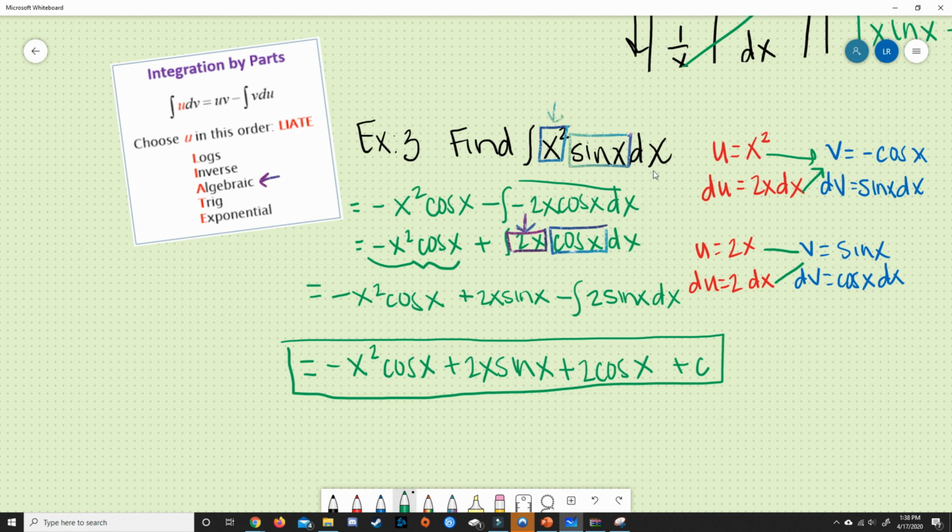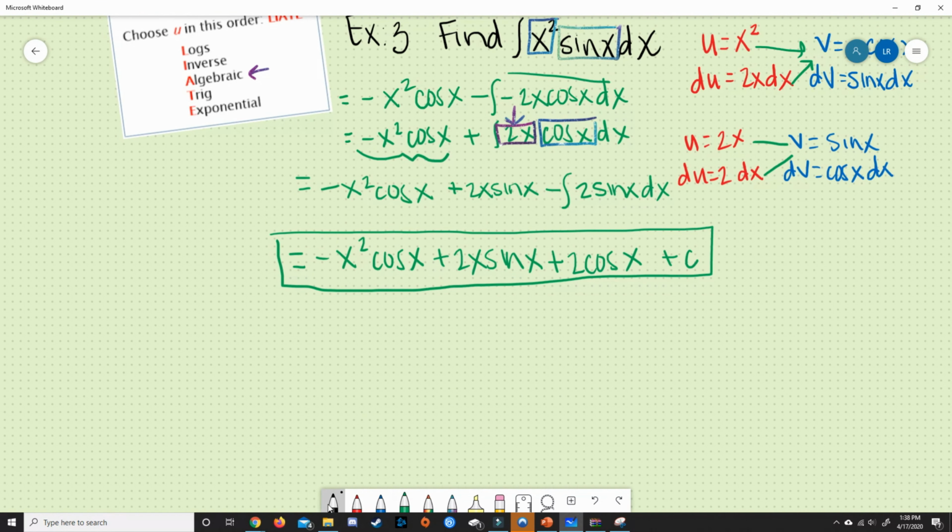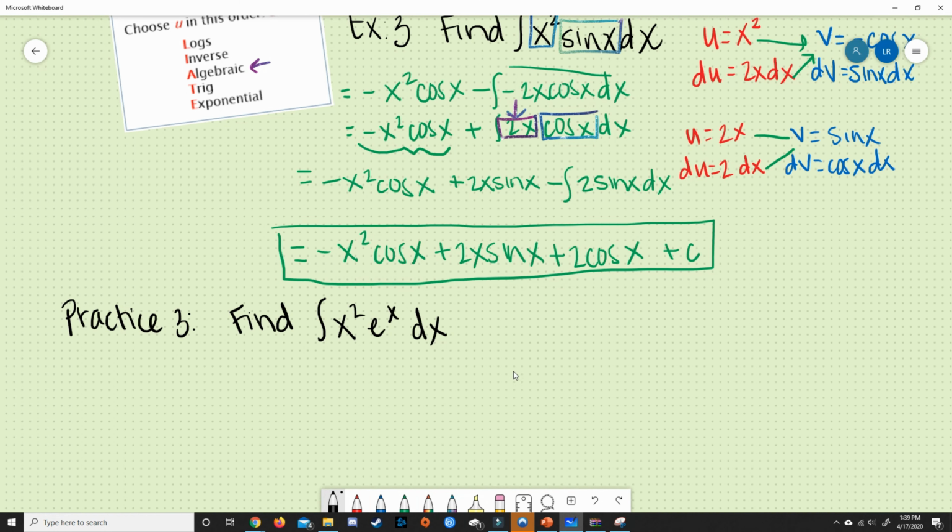And that is when you're doing repeated integration by parts. So let me give you an example to try to work out. We'll call this practice 3. Your practice 3 is going to say find the integral of x squared e to the x dx. So what I would like you to do is pause the video here and attempt to work this problem out.